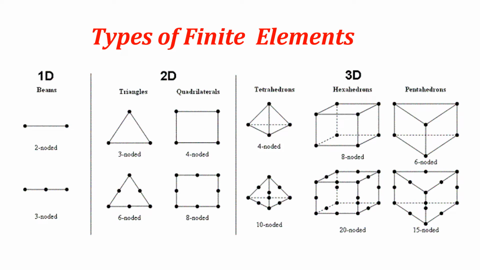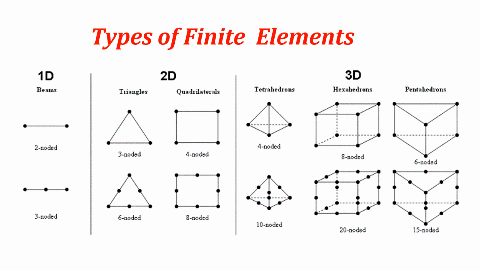These are the different types of finite elements which we consider for the problem. The 1D elements are called beam elements. They are two noded or three noded elements. They are one dimensional elements. When we take 2D elements, they have some length and thickness. In the case of triangles, they are 3 noded as well as 6 noded. In the case of quadrilaterals, we can get 4 noded as well as 8 noded elements.